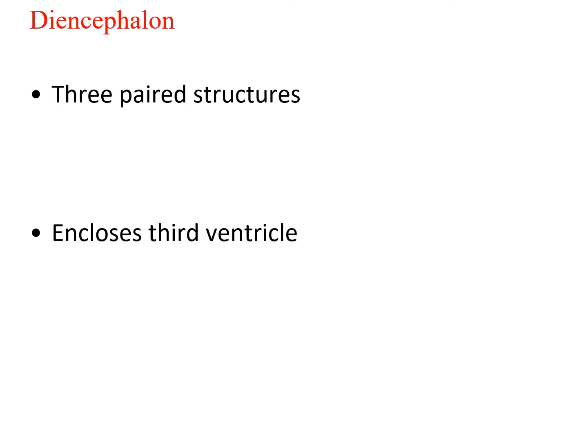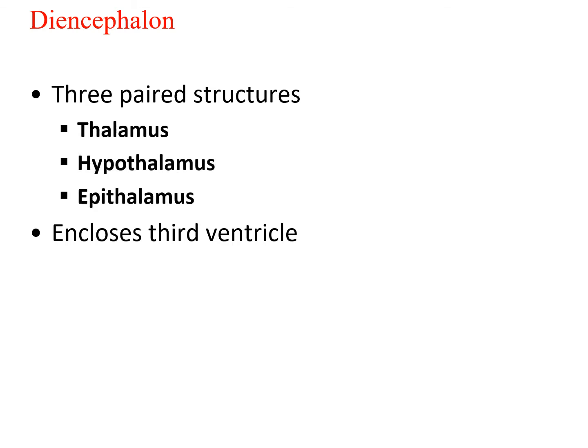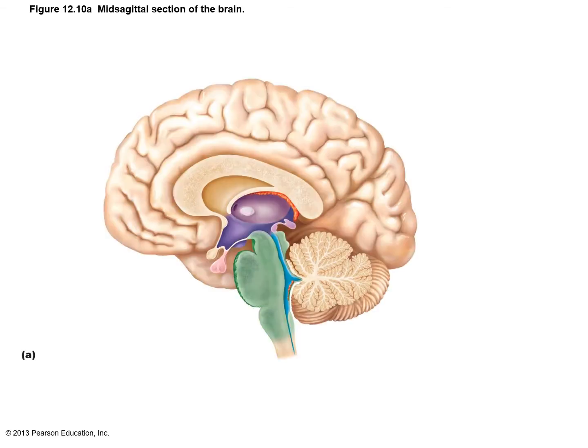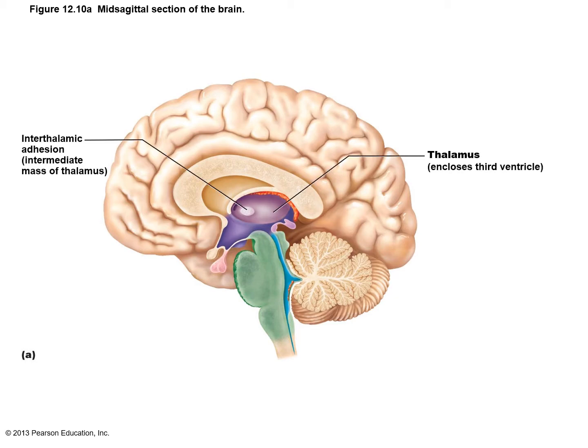It consists of three paired structures. In other words, there are going to be left and right portions of each of these: the thalamus, the hypothalamus, and the epithalamus. The diencephalon completely surrounds the third ventricle. Okay, so here we're going to take a look at different parts of the diencephalon. First of all, the thalamus.